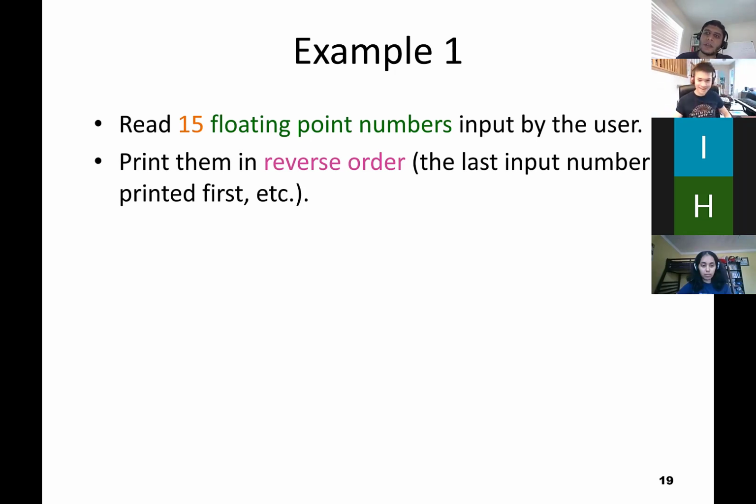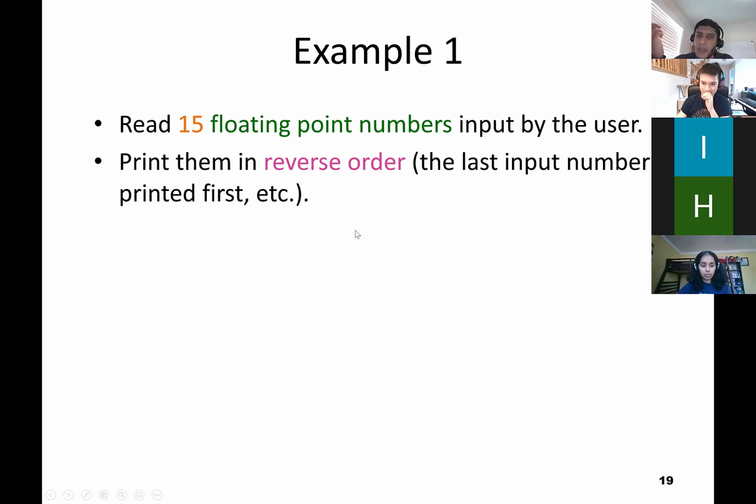So previously we saw how to read something from the input screen, output something to the screen, do some conditions, looping. So we are building on top of that. We want to read 15 floating point numbers from the user, and we want to bring them in reverse order. And this reverse order thing is what is new here, right? That would require some attention.